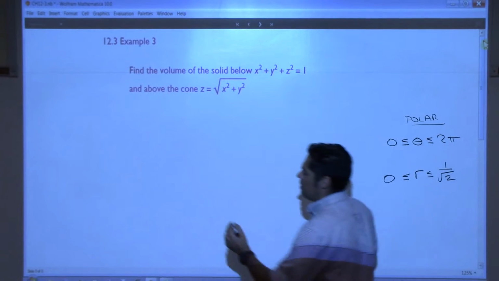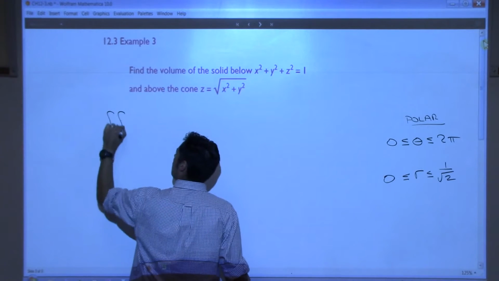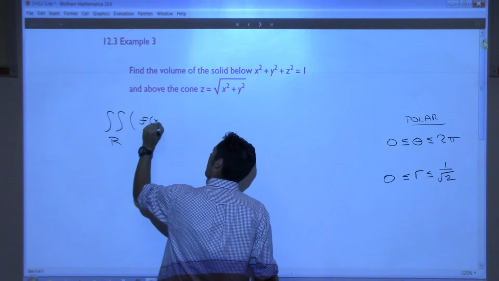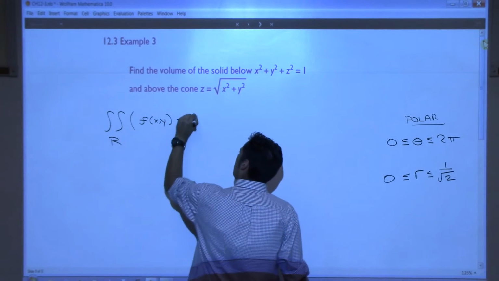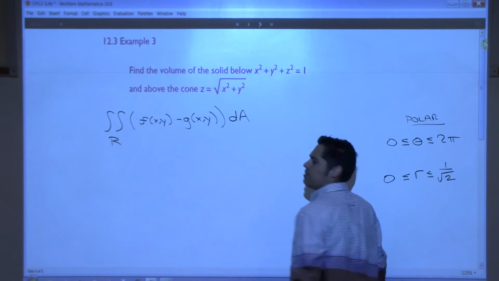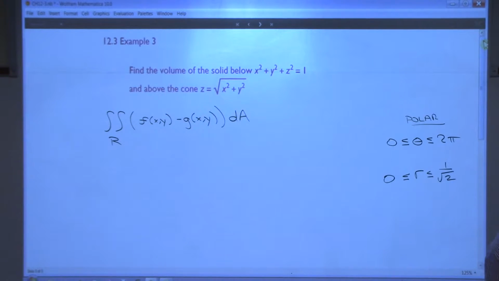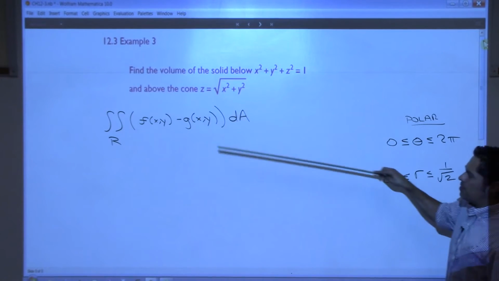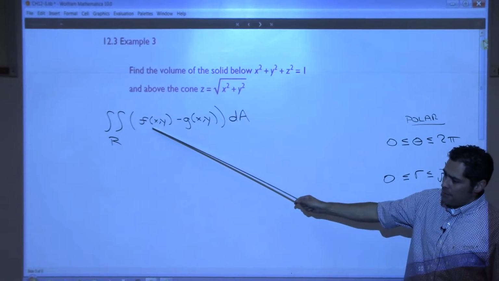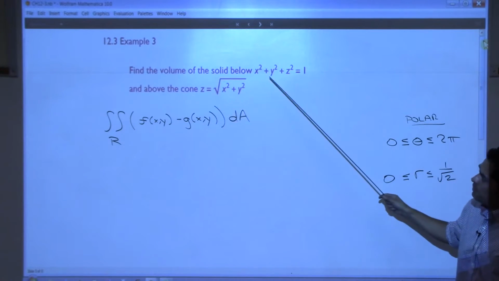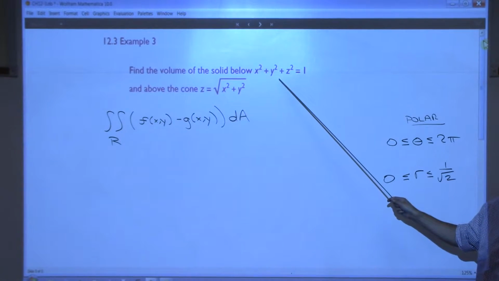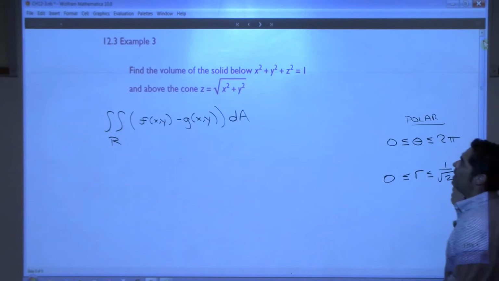I'm trying to set up the double integral over some region R of f of x, y minus g of x, y dA. That's what I'm trying to do, right? It's between two surfaces, so I'm trying to find the volume between two surfaces. My upper function, f, is the sphere. And that means I need to solve that for z. So go ahead and do that now.